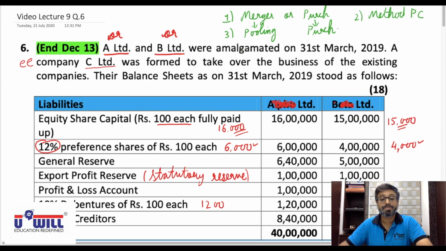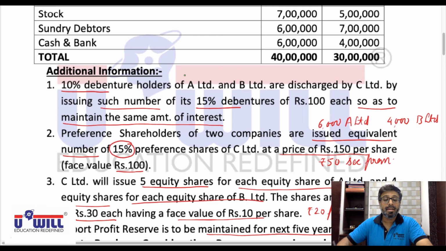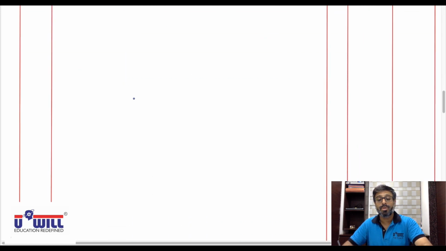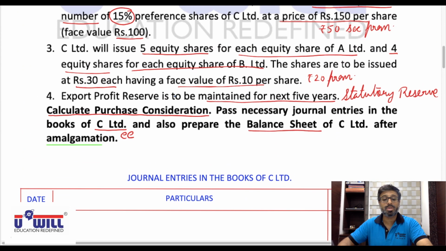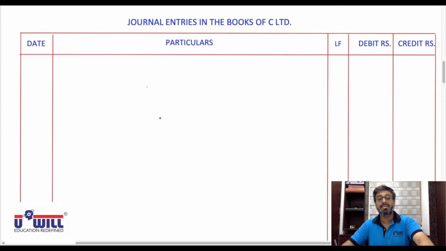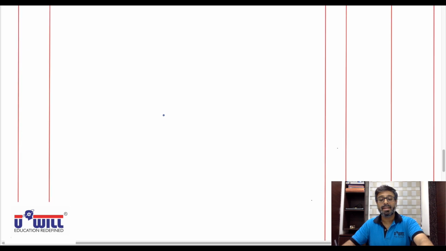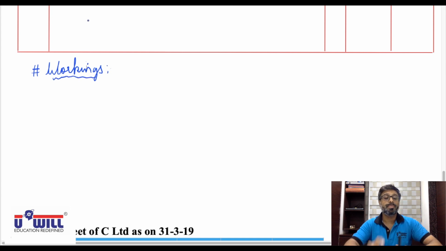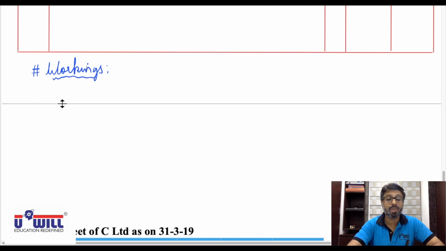Now, before we proceed further, very first we will make workings of debentures. Then only we will be able to understand whether it is merger or purchase. So let us first do that. All of you make the format of journal entries in the books of C Limited, what is asked, or you can leave around 1.5 pages for that. And then we first make the working notes, especially of debentures, and then we come back to the 3 points we discussed. So that complicated language of debentures will also be clear.